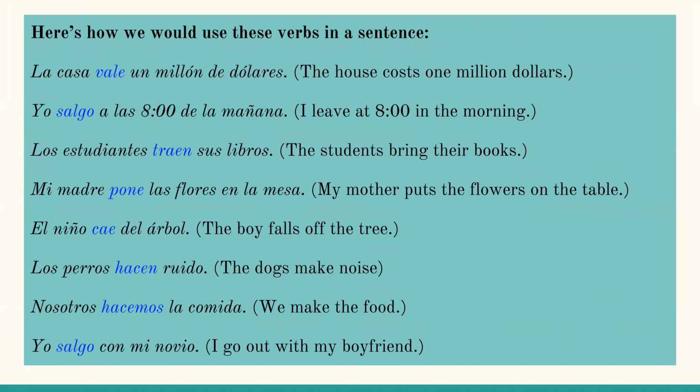Here we have some sentences with these verbs. I'm going to only read the Spanish version, and you can check out here what it means. La casa vale $1,000,000. Yo salgo a las 8 de la mañana.